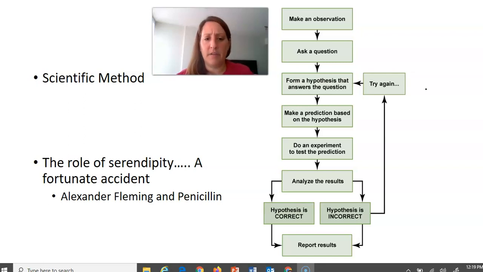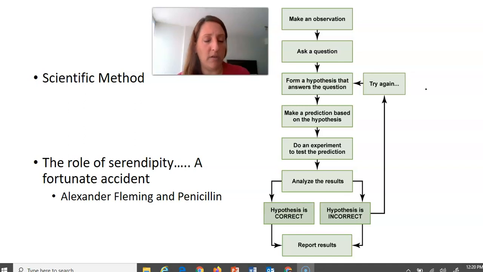It seems like everything is very methodical, right? Every step of the way is carefully planned. I want to make sure that you understand the role of serendipity. And I think your textbook talks about this as well. Serendipity is a fortunate accident. And this definitely plays a role in science and in biology. A great example of the role of serendipity is with Alexander Fleming and the discovery of penicillin.